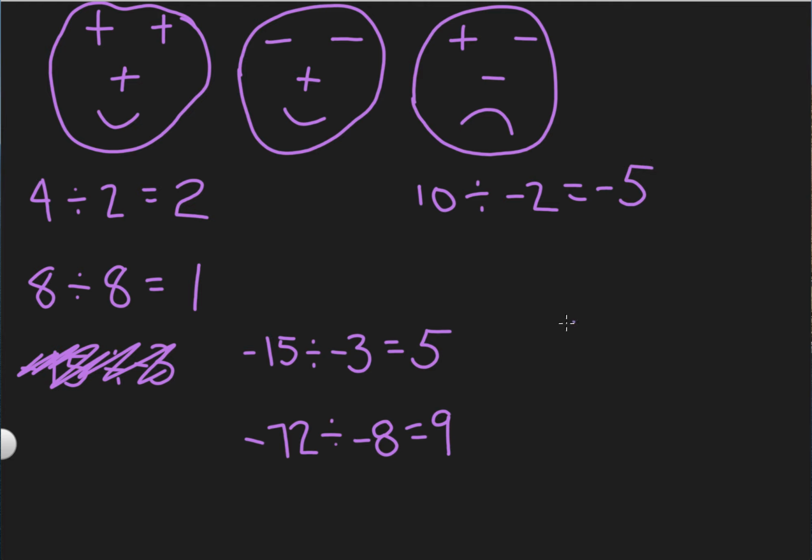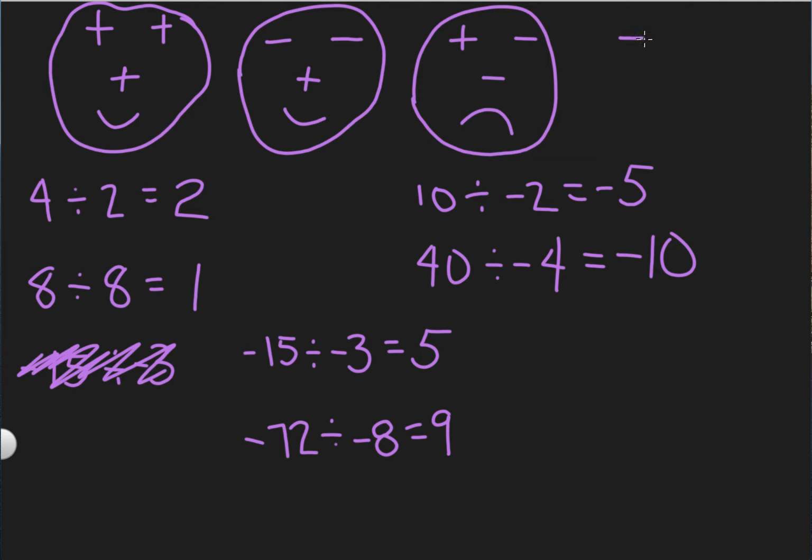I can have a 40 divided by negative 4. Positive, negative. My answer has to be negative. 40 divided by 4 would make that 10.